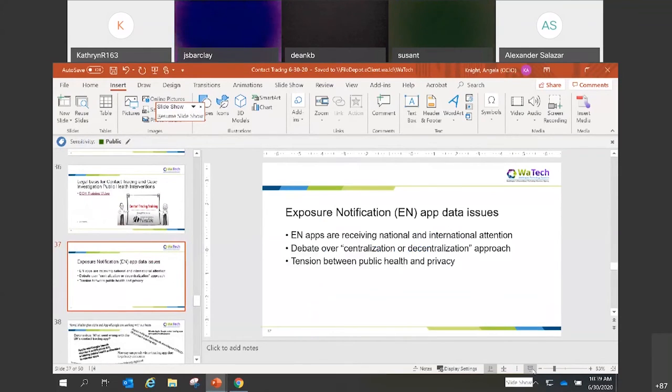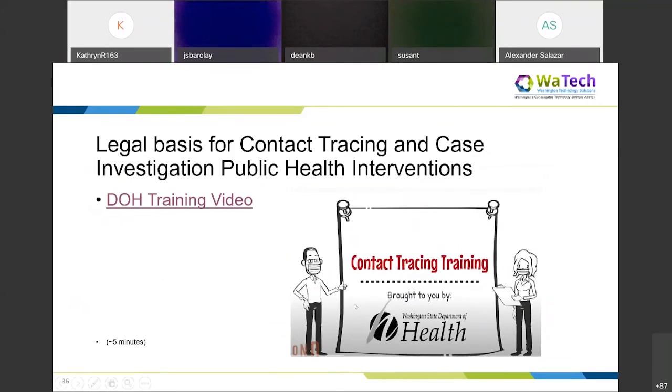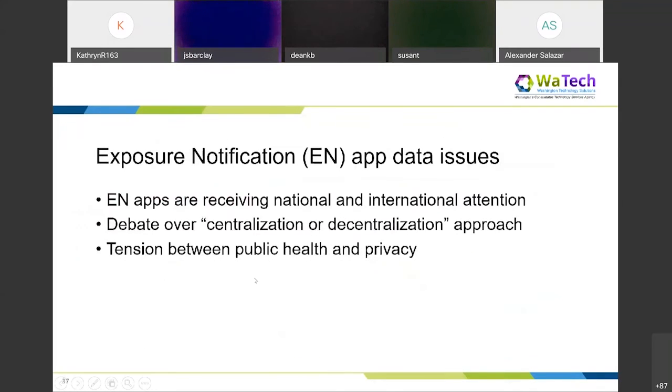And that actually brings me to the next section, where I'm going to talk about some of the exposure notification app data issues that have been receiving national and international attention. And then I'm going to go into a little bit about some of the debate over centralization versus decentralization that's gotten a lot of attention.